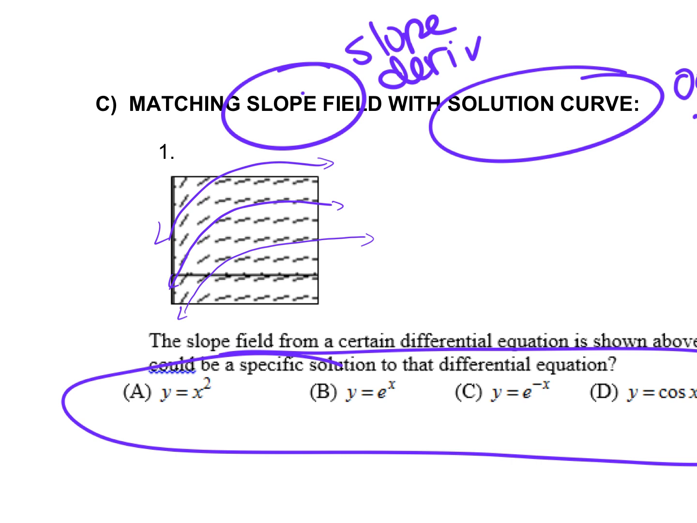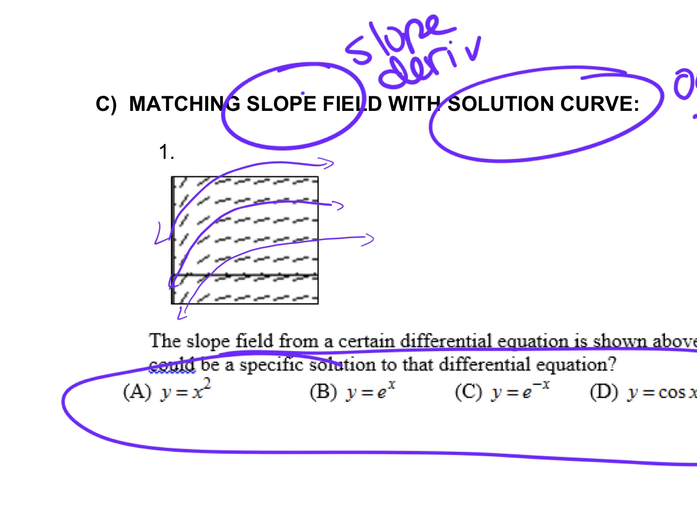The slopes tell me where to change my curve to kind of line it up. It's not an exact science, and I totally get that, but it's enough for you to know. Does that look like an x squared? No. Does that look like an e to the x? No. What does an e to the negative x do?